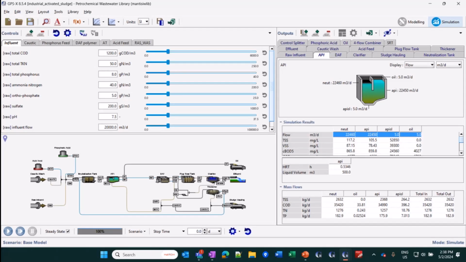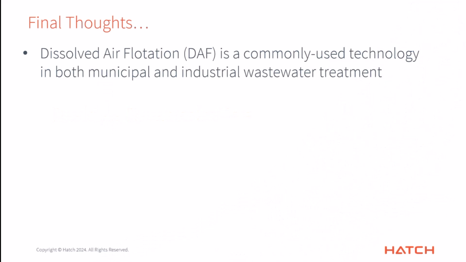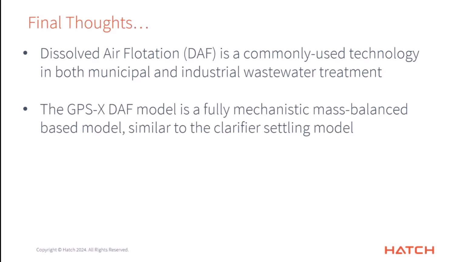Okay, back to winding up the slideshow here. So the DAF unit or DAF technology is a fairly commonly used technology in both municipal and industrial wastewater treatment. As I mentioned, in the industrial world, it's probably removing more than just solids, as you might find. Our DAF model is a fully mechanistic mass balance based model, similar to the clarifier settling model. It uses many of the same approaches. Many of the parameters have the same meaning, even though it's operating in the opposite direction, up instead of down.